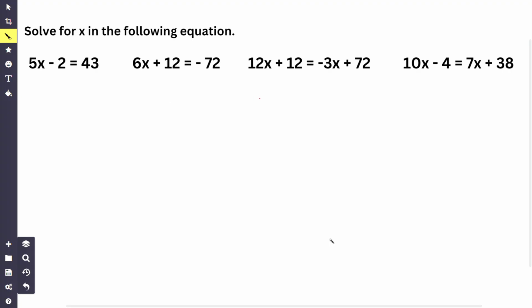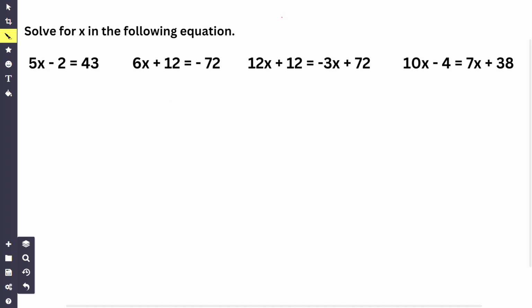So in this lecture, we'll be dealing with solving linear equations. And here we have four examples, four equations. And then the direction here would be solve for x in the following equations. But before that, I have to mention first the two rules that I keep on using every time I solve for a variable in a certain equation.